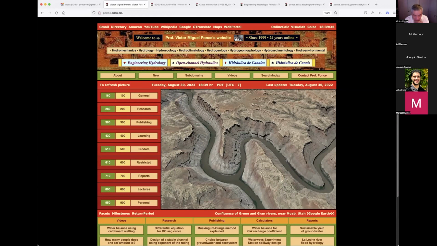And this is one of them. This is the confluence of the Green and Grand Rivers near Moab, Utah. This is a tributary of the Colorado River. As you can see, a lot of sediment out there in constant motion.